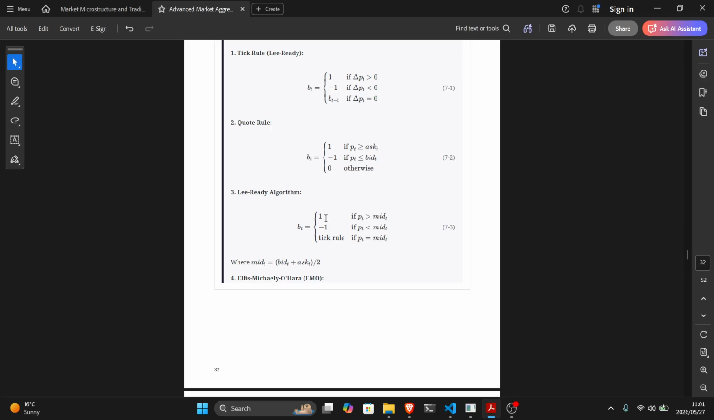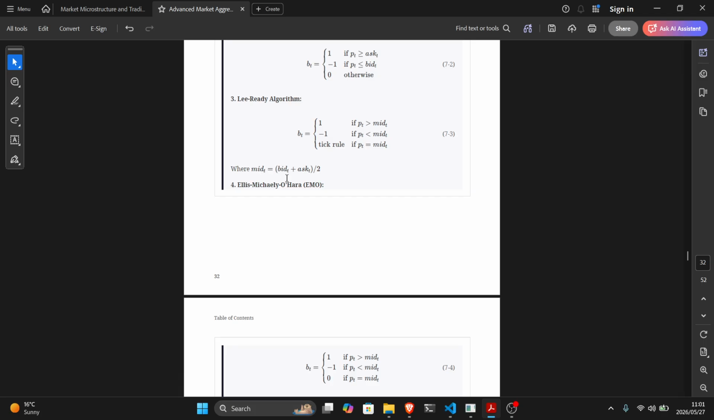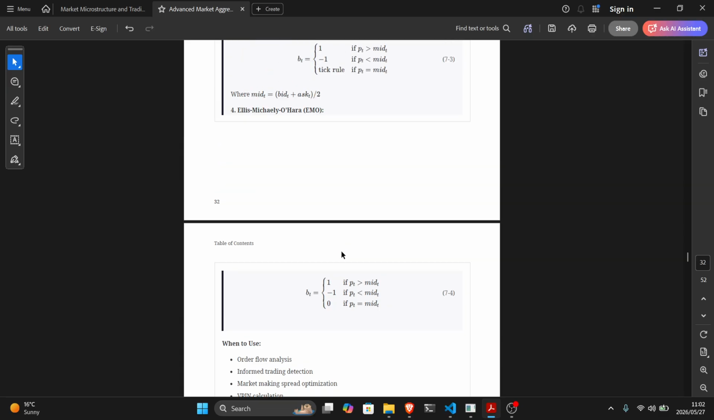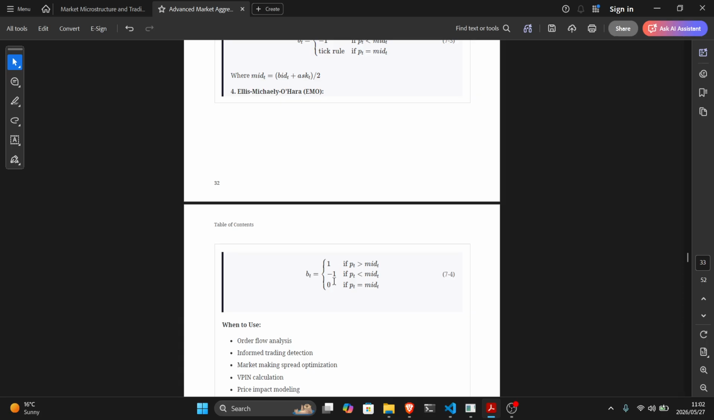Lee-Ready algorithm: 1 if P sub t is greater than mid sub t, negative 1 if P sub t is less than mid sub t, tick rule if P sub t equals mid sub t, where mid sub t equals bid sub t plus ask sub t over 2. EMO: 1 if P sub t is greater than mid sub t, negative 1 if P sub t is less than mid sub t, 0 if P sub t equals mid sub t.